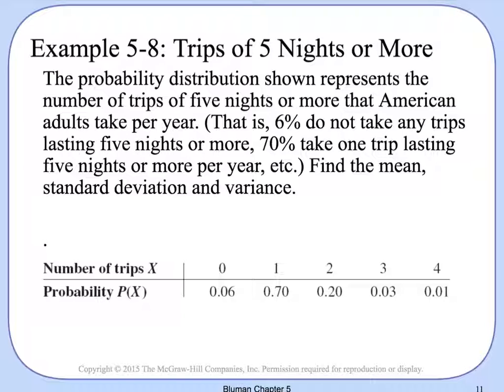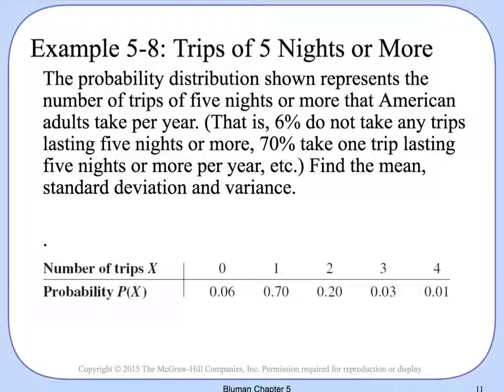If you take a trip and you're gone for 5 nights or more, that's a true vacation, right? And it looks like most people do 1 of those. Do you realize that 20% of people, supposedly from this survey, do 2 of those a year? And only 3% do 3 of those a year. Must be fairly wealthy to do that. You can't go on 3 5-day trips in a year and not have a little bit of money.